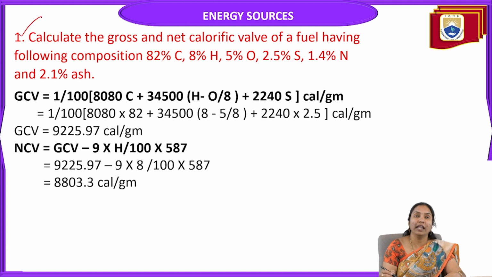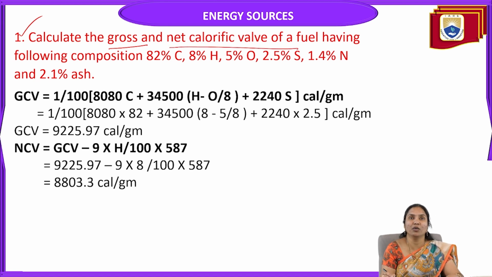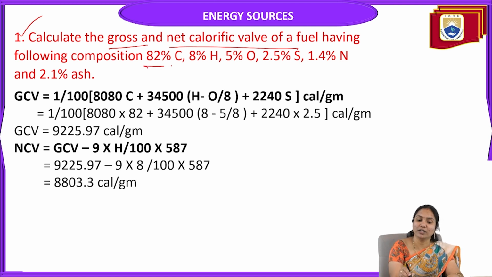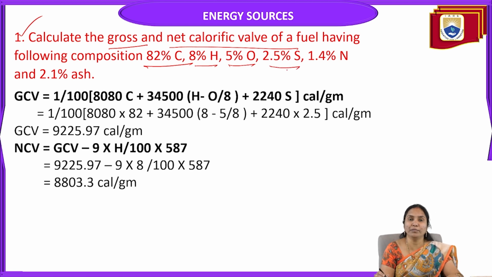So the first one is: calculate the gross and net calorific value of a fuel having the following composition. 82% carbon, 8% hydrogen, 5% oxygen, 2.5% sulfur, 1.4% nitrogen, and 2.1% ash. So this data gives how much percentage of these elements is present in the given fuel.